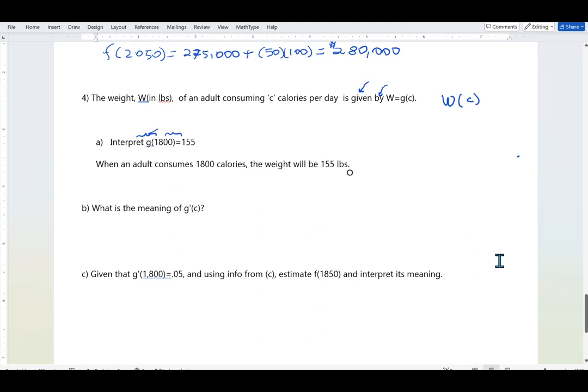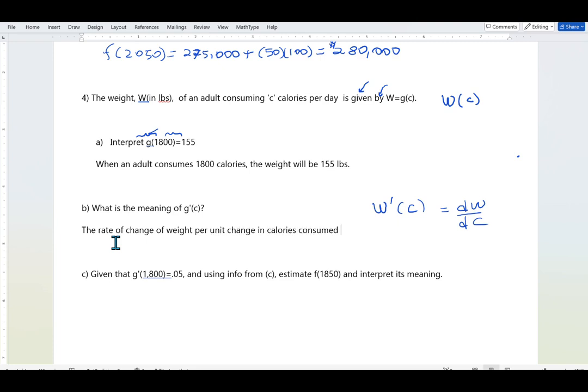So what is the meaning of G prime of C? Again, remember, G of C can also be written as W of C. So now G prime of C can be written as W prime of C. W is the weight. So it's the rate of change of weight per unit change in calories. I can also write it like this, dW over dC, the rate of change of weight per unit change in calories. That's what it represents. So I'm going to write it down. G prime of C represents the rate of change of weight per unit change in calories consumed per day.